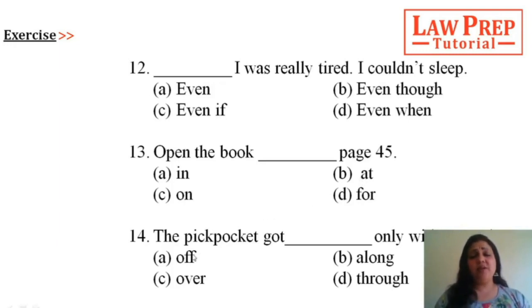Next question. The pickpocket got dash only with a warning. Now, the pickpocket is naturally a person who is stealing something, and this person should have been given a very strict punishment, but he got off. This is the use of a phrasal verb, and so "got off" means escaped. He got released. Very easy punishment was given to him, just a warning, and nothing much happened to him. So the answer, got off, that is escaped. Got over is to overcome some kind of problem, pass over through a phase or something.